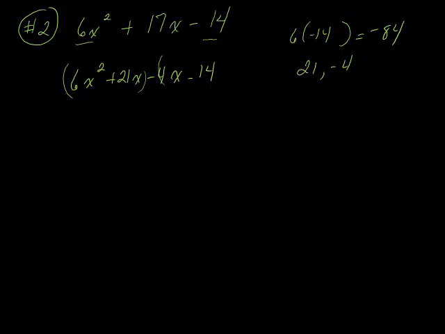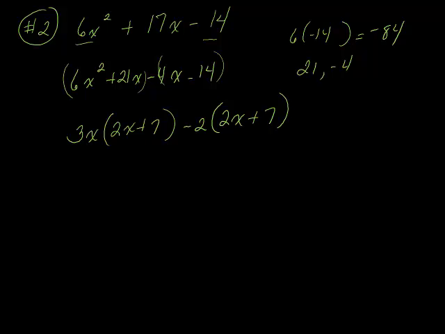So now we're going to group. And now we're going to take 6x squared and 21x. We're going to get our greatest common factor here, which is 3x. So we're going to get 2x plus 7. And we're going to factor out negative 2 here. So when we factor out the negative 2, because we're doing a subtraction, this has to be plus 7.